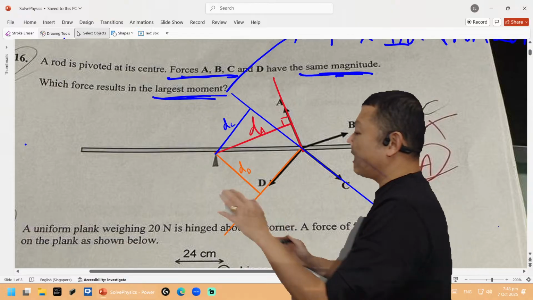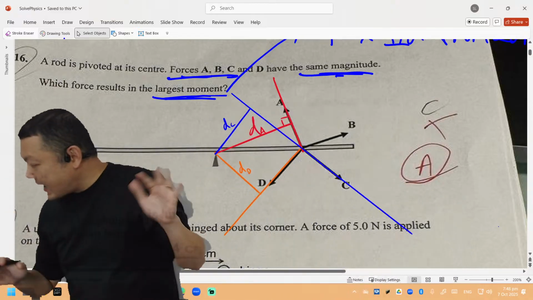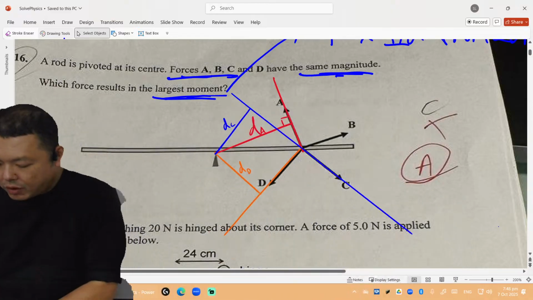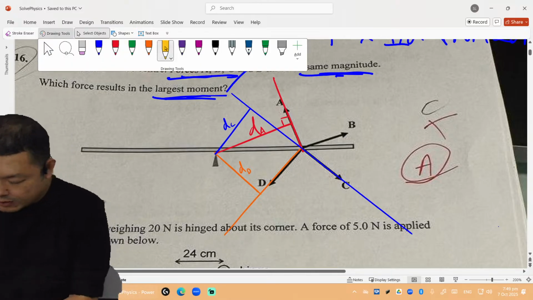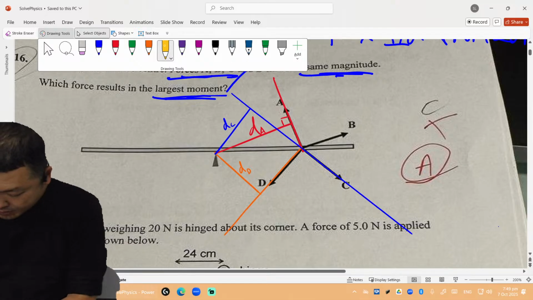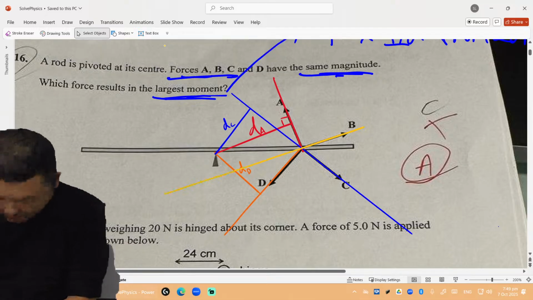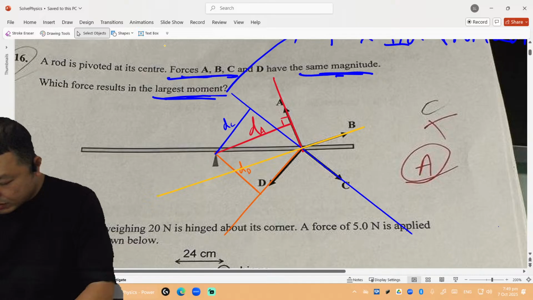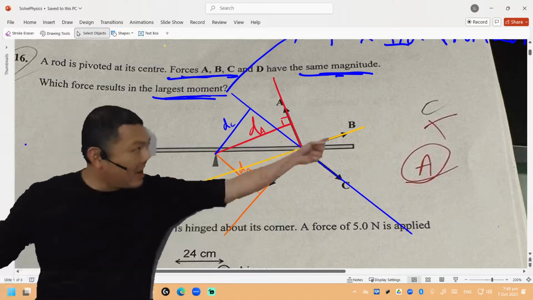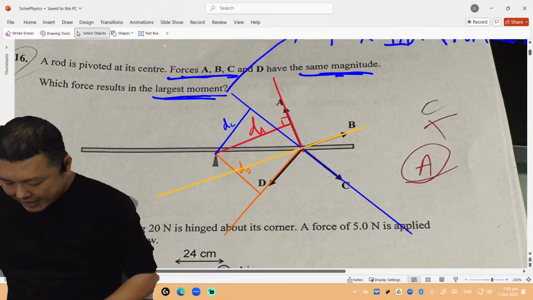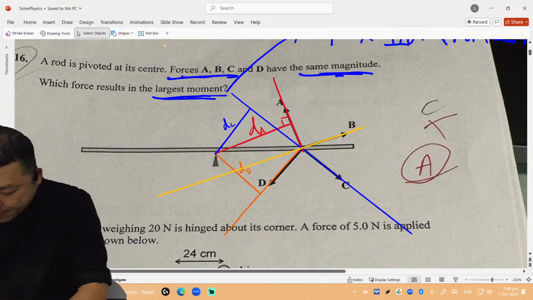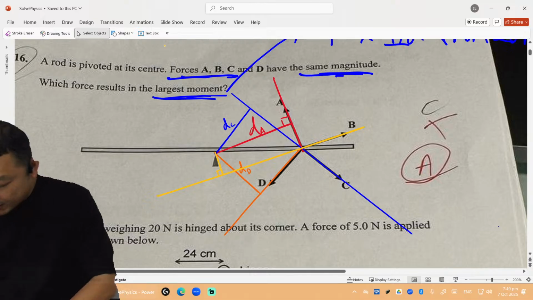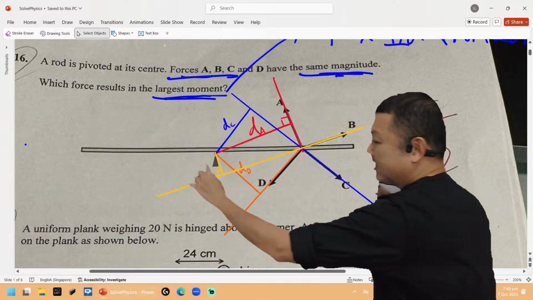Now, maybe you have an idea what the answer is already, but I'm just going to draw B for completion's sake. B, I use yellow here. So you have a line. This is B's line of action. Then you find the perpendicular distance to the pivot. B is the shortest. Look at that, B is the shortest distance.